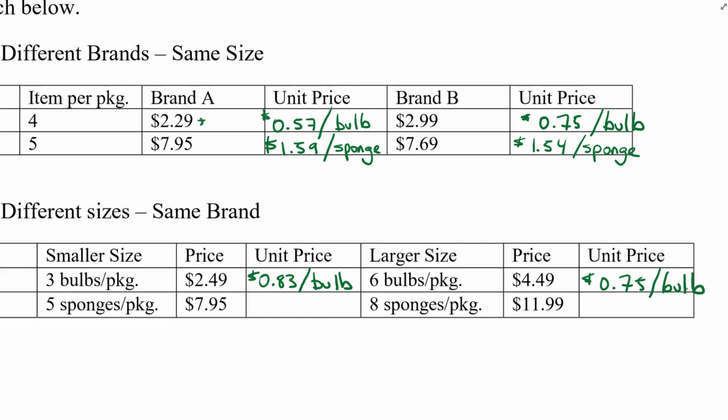All right, same as before. I want you to hit pause and try the next 2. And after rounding, $1.59 per sponge and $1.50 per sponge.